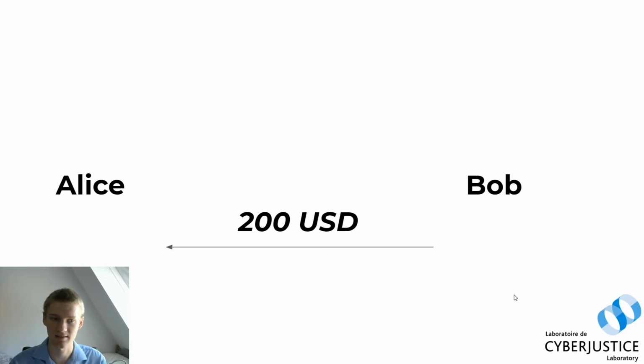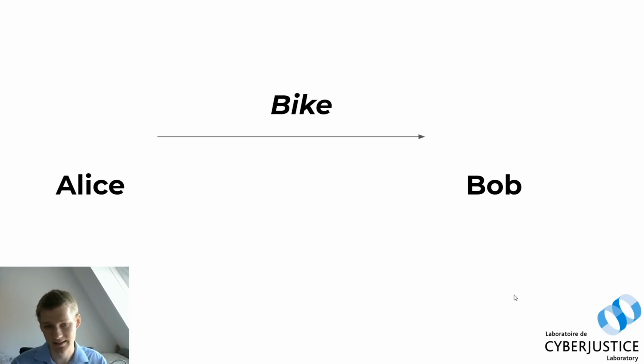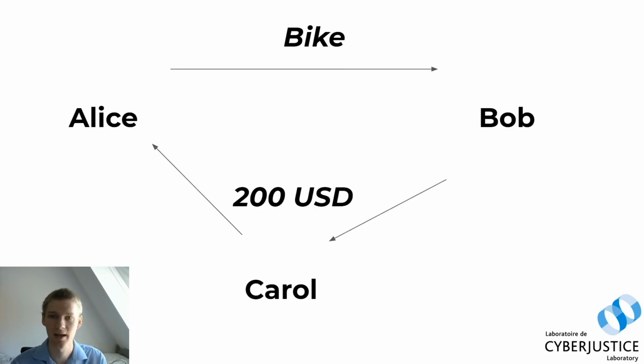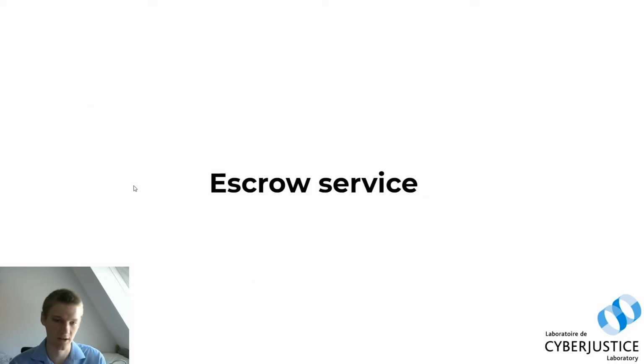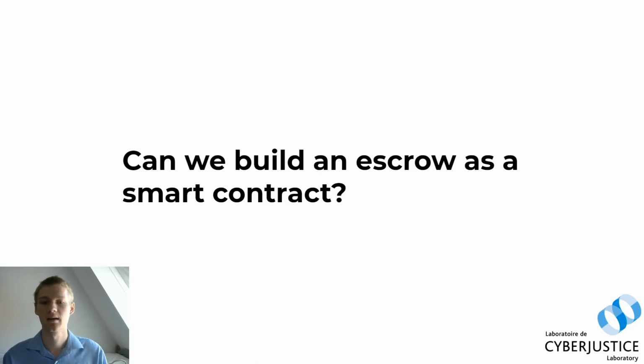So maybe he asks Alice to send the bike first, but then Alice can't know if Bob will send the money. So a solution to this is to have a third party involved. That could be Carol, where Bob first sends $200 to Carol, then receives the bike, and once he approves that he has the bike and it's in good condition, Carol can transfer the money to Alice. So this could be seen as a very simple escrow service where Carol holds the money for the parties. So what we're going to explore today is if we can build such an escrow as a smart contract.